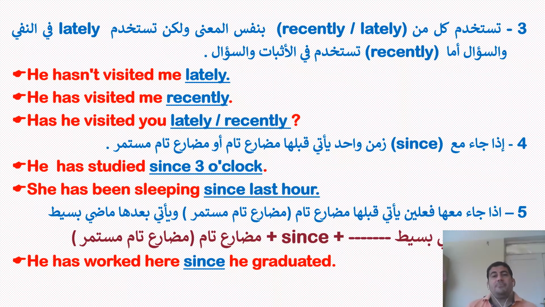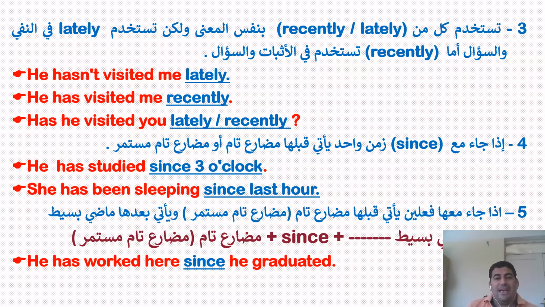Okay? Number 4. Since. Since is a key word for the present perfect simple tense, and it can come with the time expression like this. But firstly, you know that since can come with one sentence, and if it comes with one sentence like this, the tense is present perfect simple or present perfect continuous. No problem. Like what? He has studied since 3 o'clock. He or she has been sleeping since last hour.